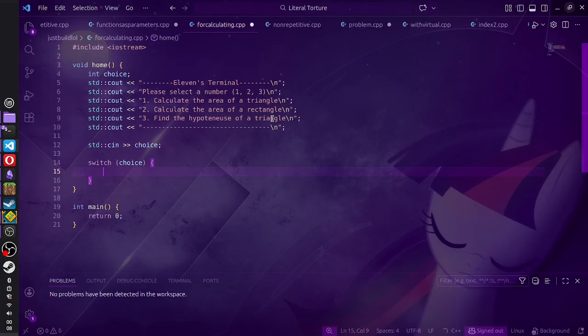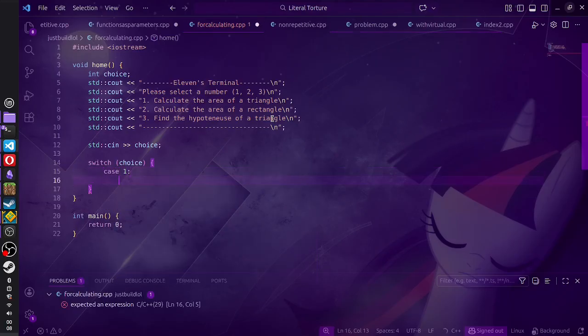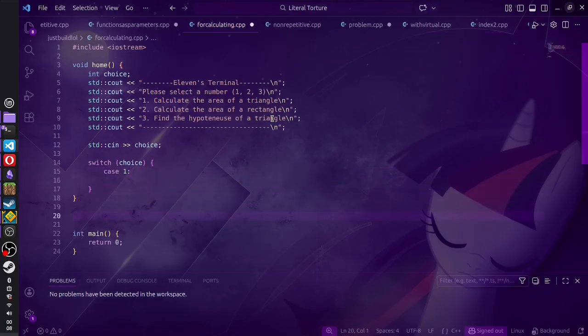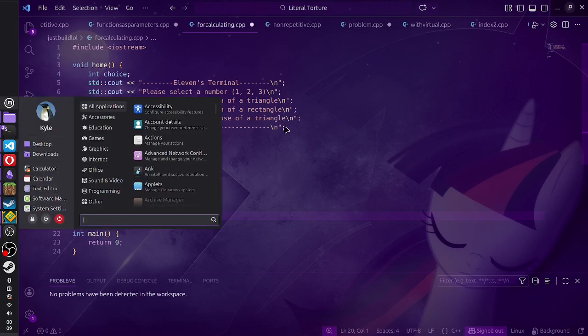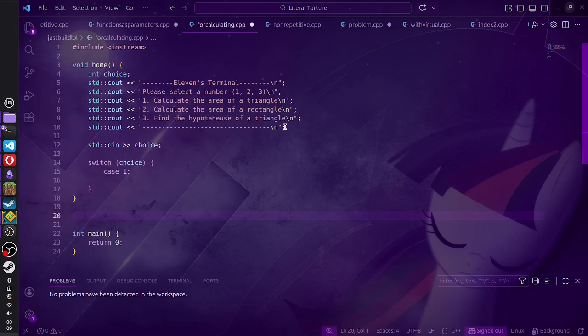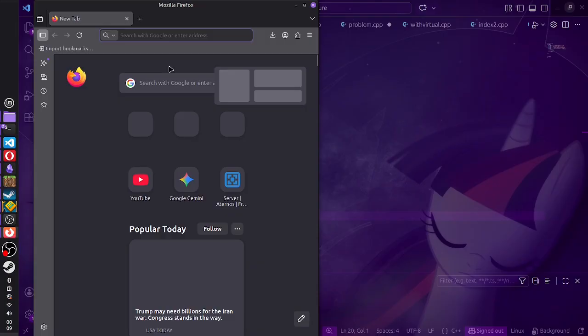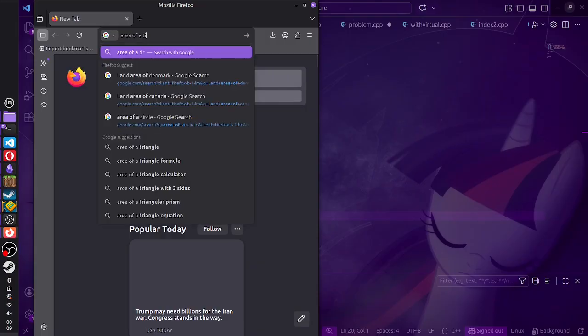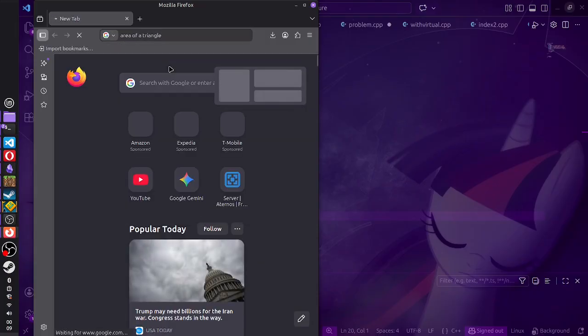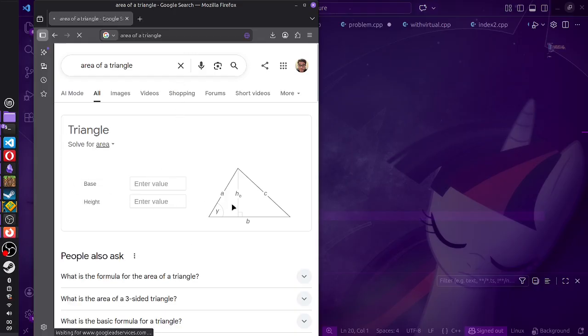Come on. Case 1. We're going to create our function for calculating the area of a triangle. And I'm sure that formula is 1/2 base times height. It's 1/2 base times height, I'm sure of it. One half base times height. Is it? Oh god.